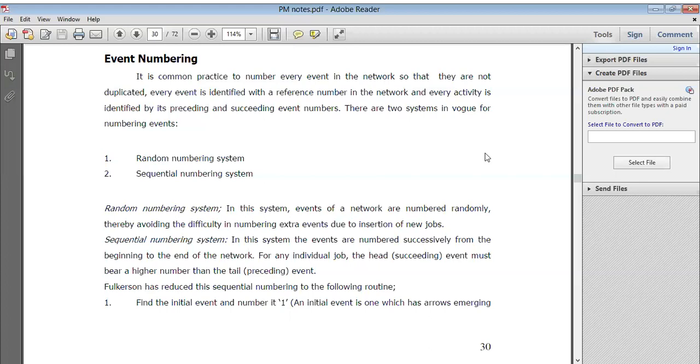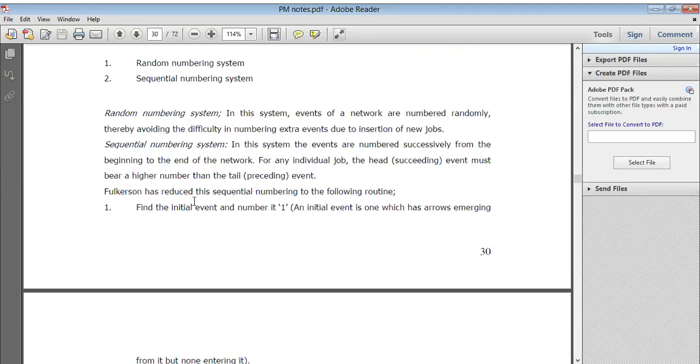Random means given by the problem, and sequential means whatever you want to take, A, B, C, D, or 1, 2, 3, 4, or whatever, right? But it comes in sequence, not like A, D, G, J. So what is the random number system here? In this system, events of the network are numbered randomly, avoiding the difficulty in numbering extra events due to insertion of a new job, right? Any job, that's why they give an ID number to every employee in the project. So it's easy to calculate the path.